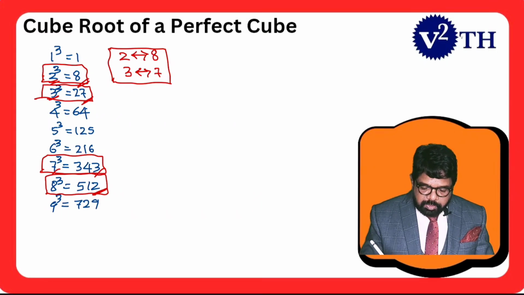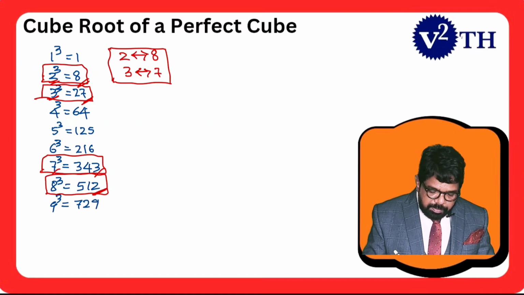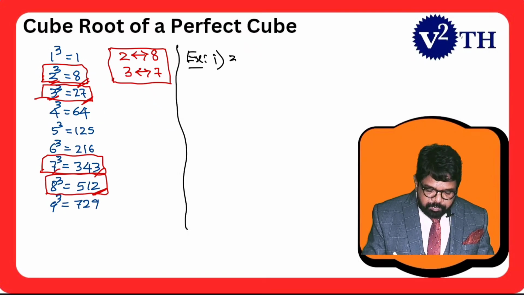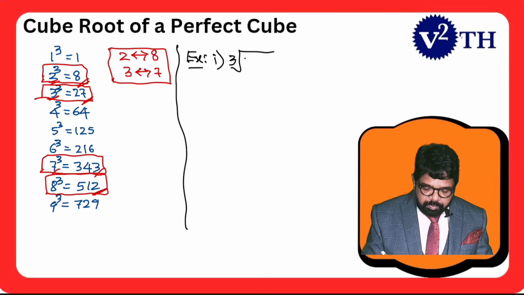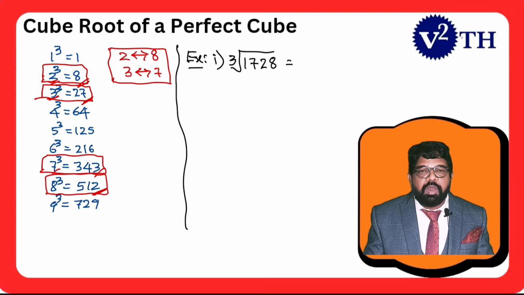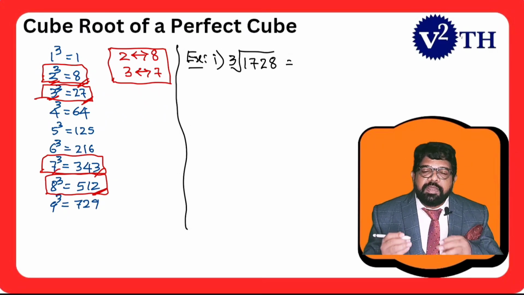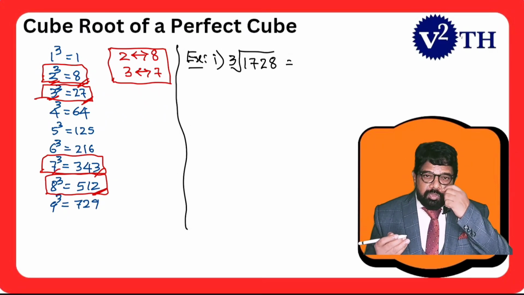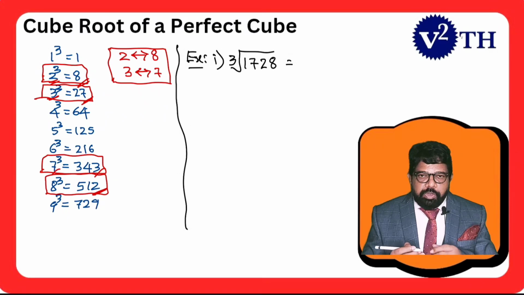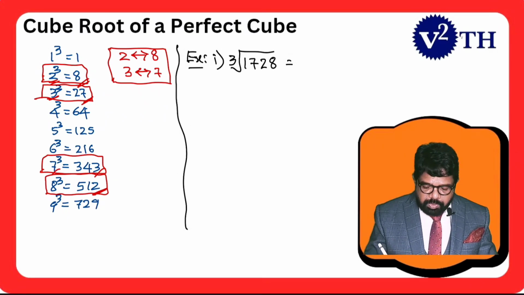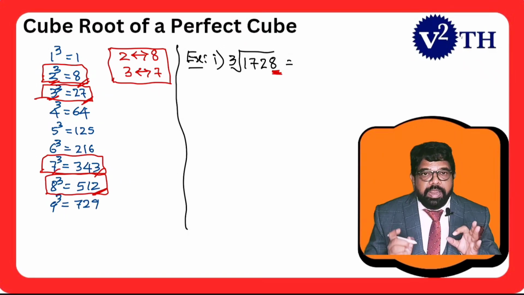To understand, I will take a very simple example. Suppose the cube root of 1728. What is the cube root of this value? When the cube root gets cancelled, the inner value can be written as a cube. So which cube is it? We can identify by using this logic. Here the last digit you have to observe is 8.